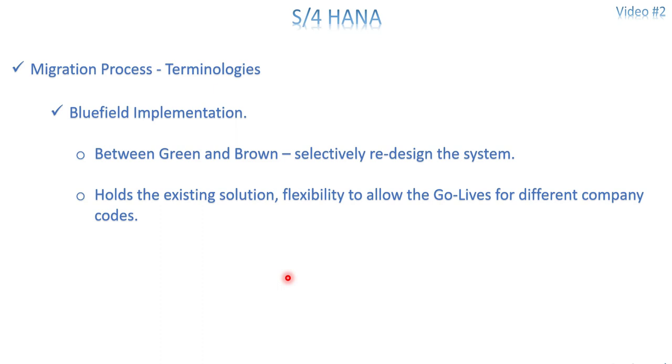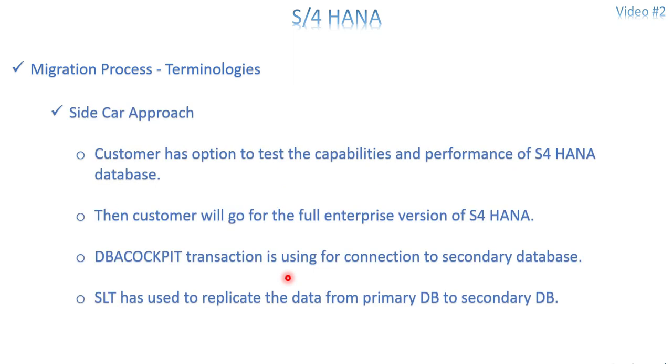As per my knowledge, comparatively the average is more for brownfield implementations, so moving from existing solutions to the S4 HANA system. Okay, I will try to get the average of the customers, at least the percentage, maybe in the next slide, and give you that information as well. Okay, so these are the implementation terminologies: green, brown, and blue. And finally, the sidecar approach. You might become aware of this terminology once you start working on or learning about S4 HANA.